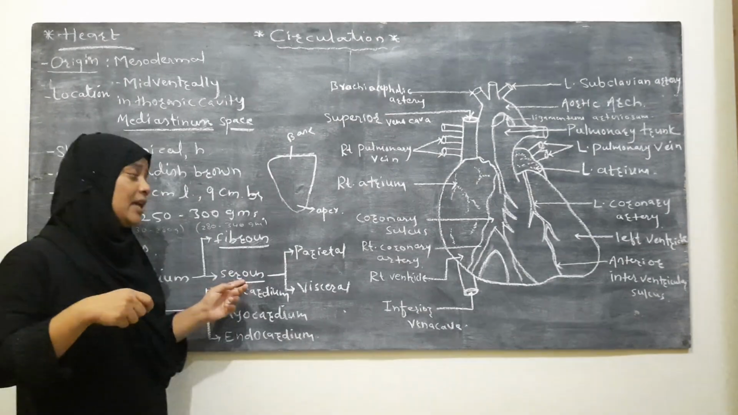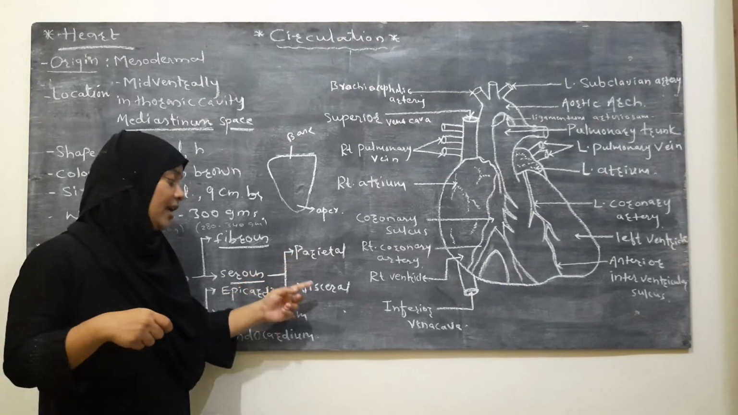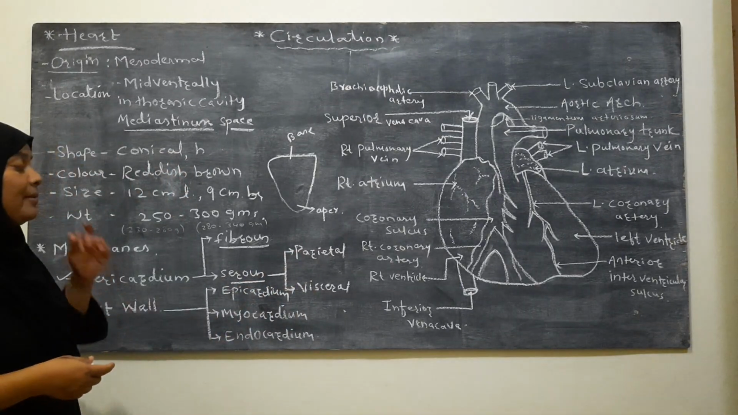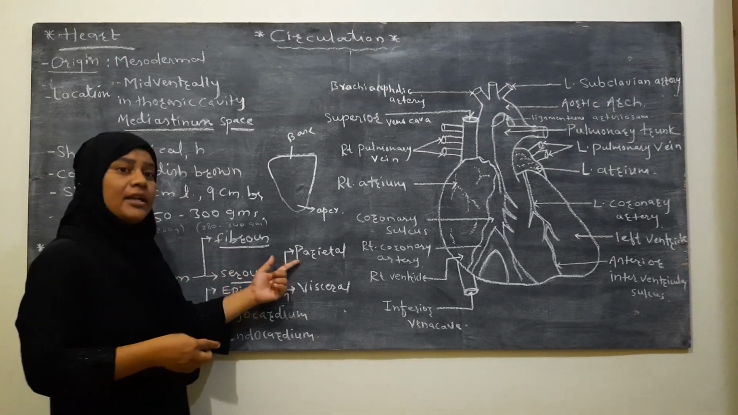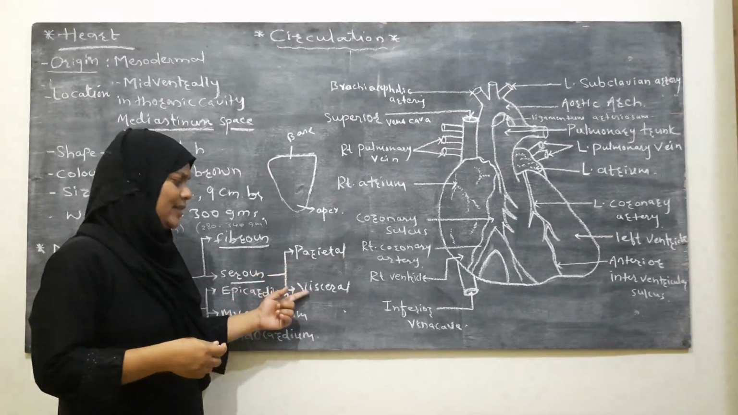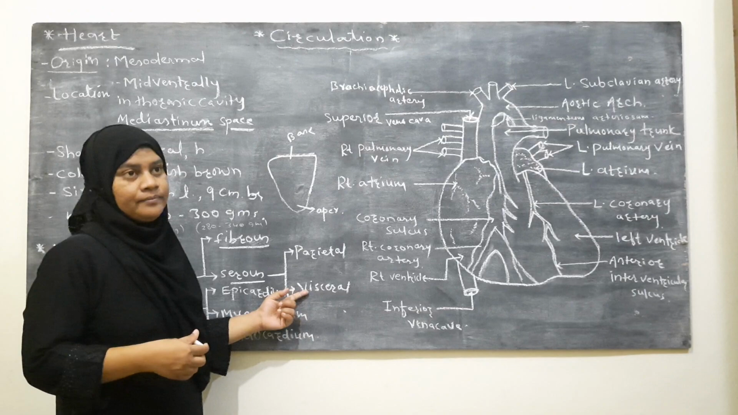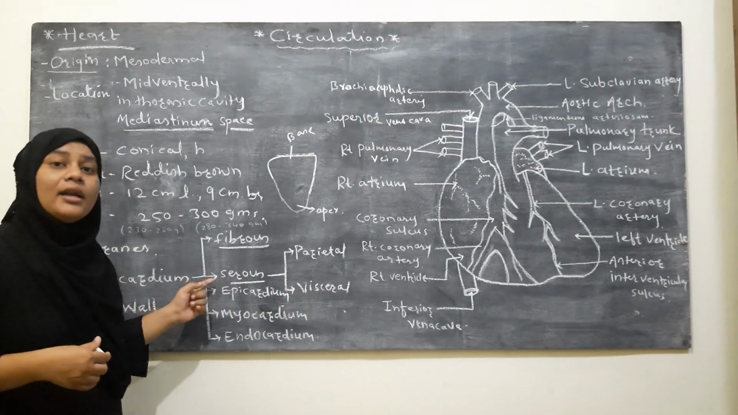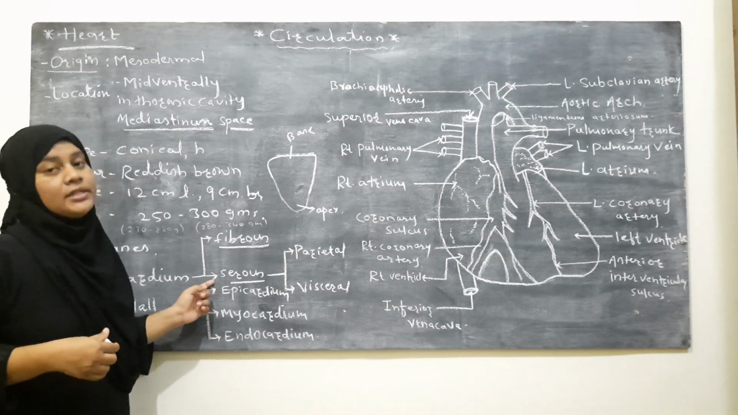The two membranes are the parietal membrane and the visceral membrane. This parietal membrane is the outermost and the visceral is the inner one. So these are the two membranes that are the differentiation of the serous membrane.